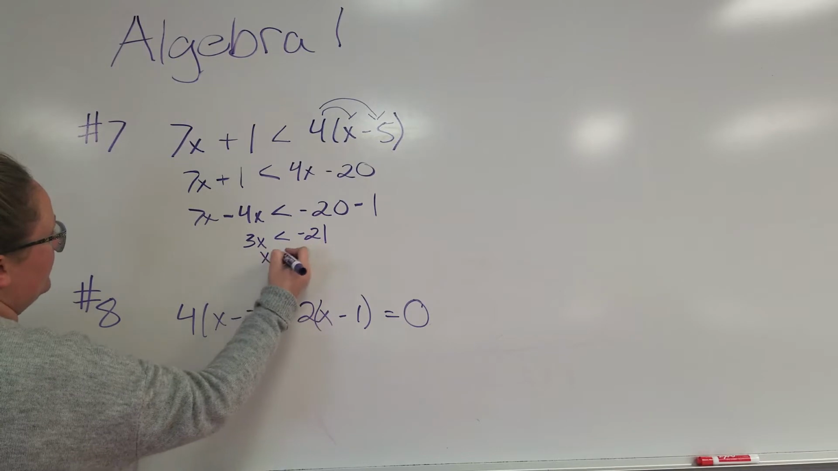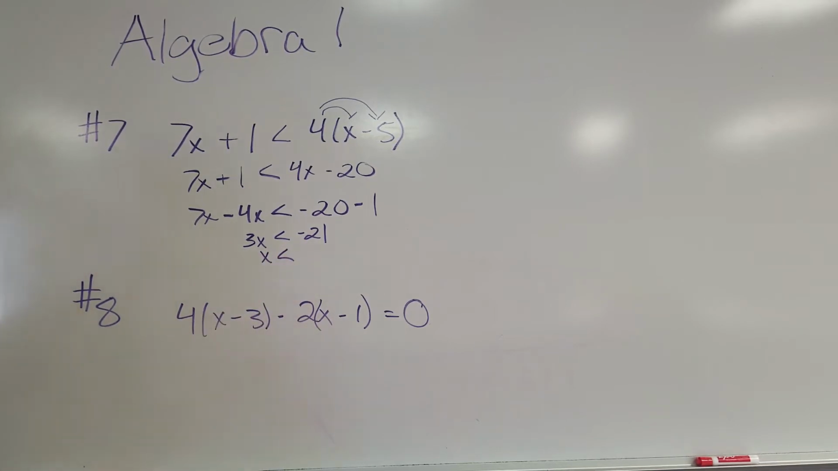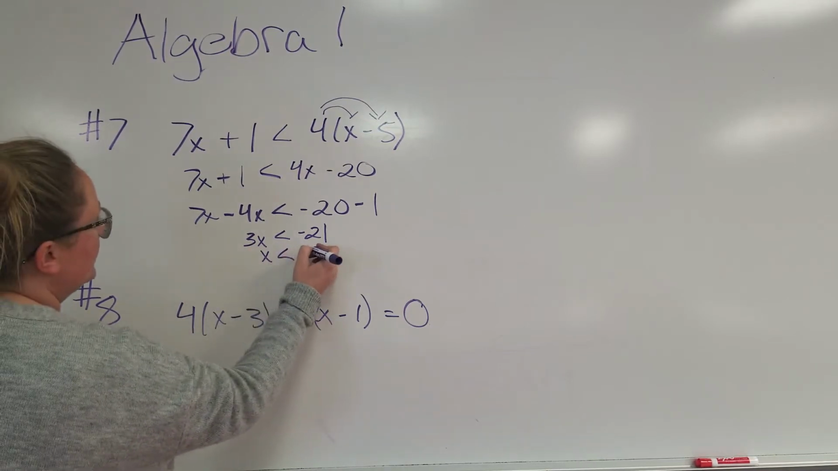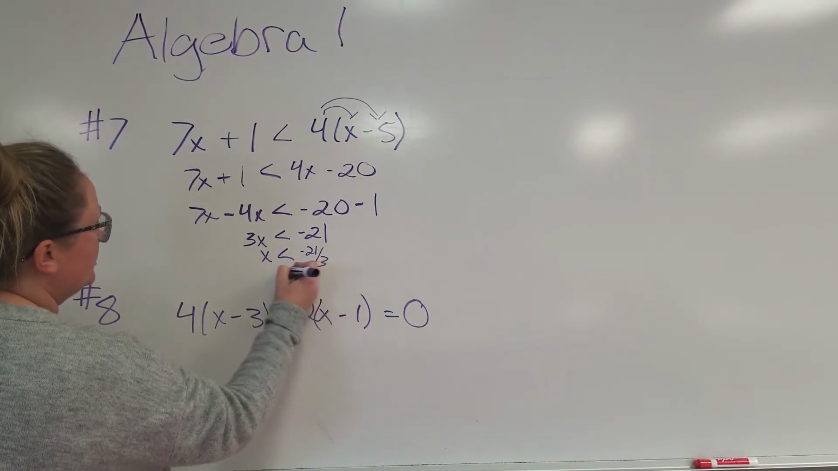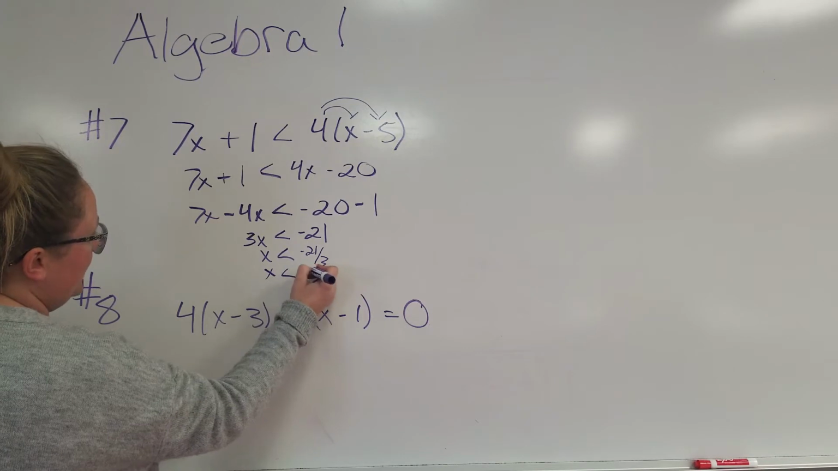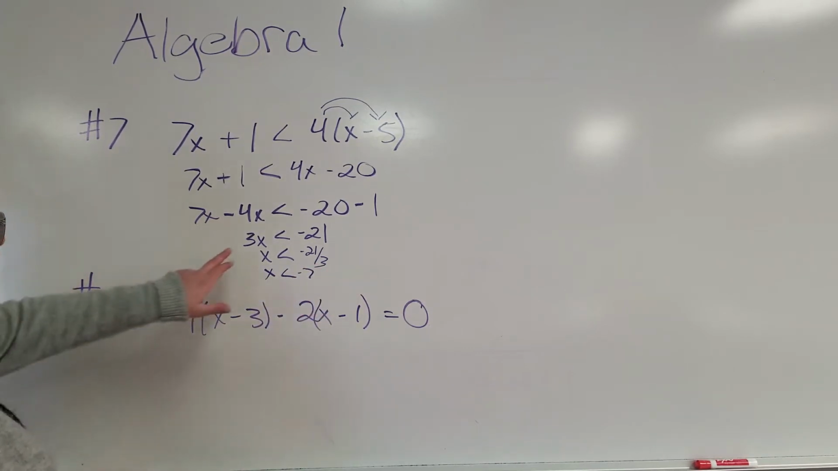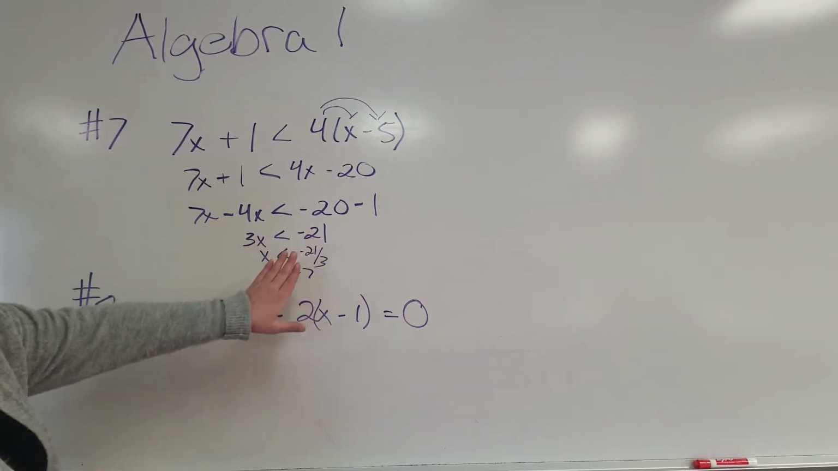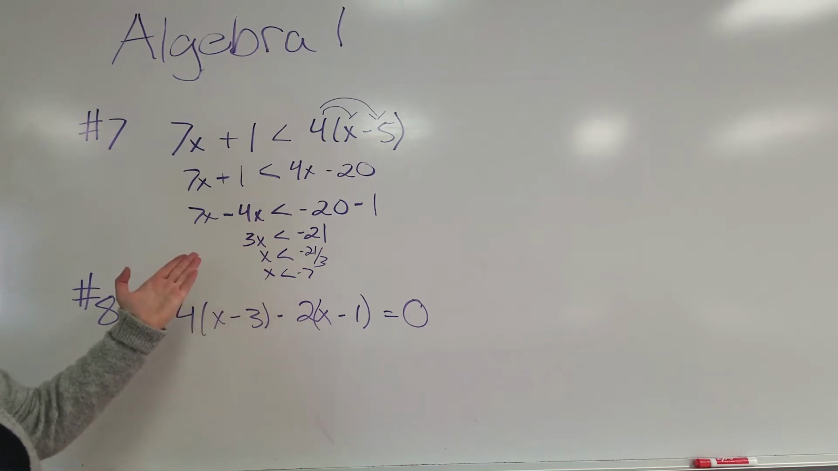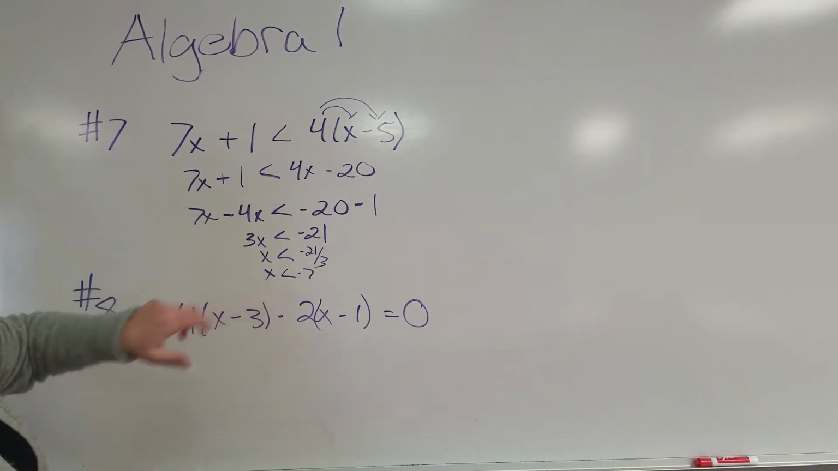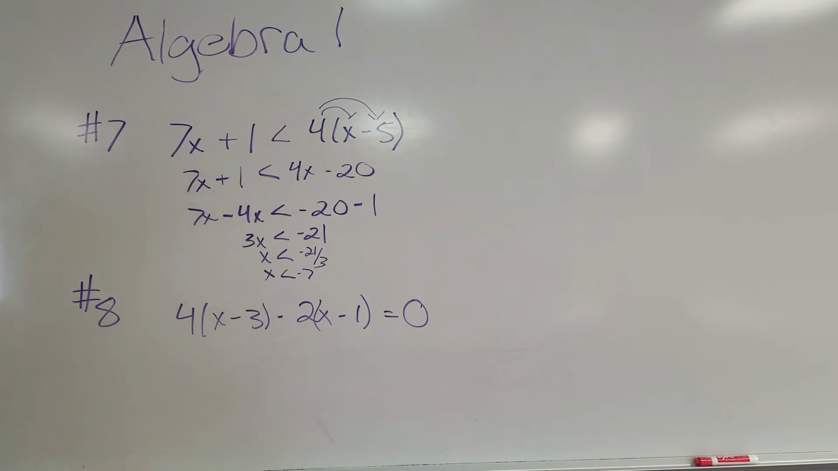All right, and then when you move it over and divide, it's negative 21 divided by 3, which gives you a negative 7. Now, if this 3 had been negative and we moved it over, our sign would have flipped. But it does not, because this 3 isn't negative, okay? All right, problem number 8.